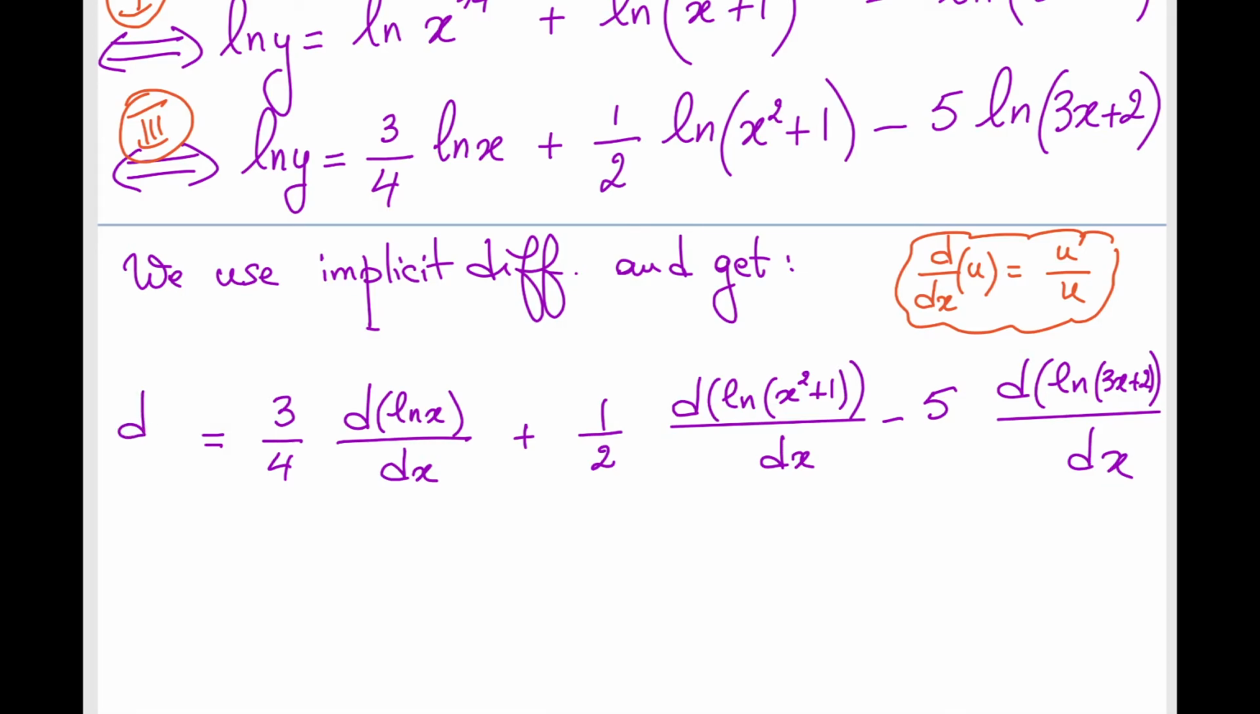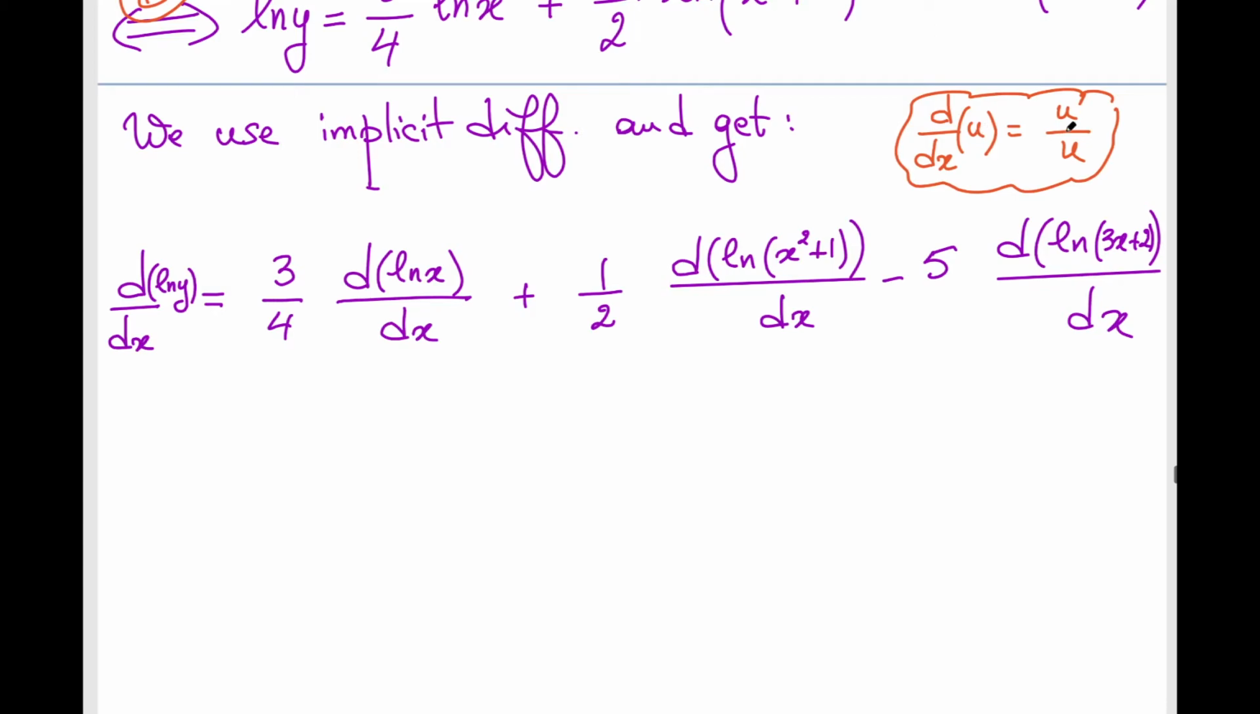So d over dx of ln y, we've done that. This is y prime over y because of this. So this implies y prime over y equals, how about this guy? 3 over 4 times, what's the derivative with respect to x of the function ln x? Well, this is when u is x, so u prime is 1 and u is x, so 1 over x, plus 1/2 times the derivative now of ln of x squared plus 1.